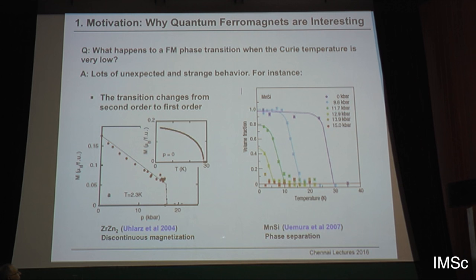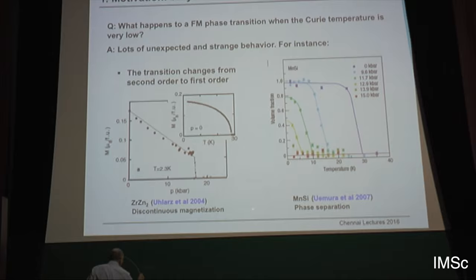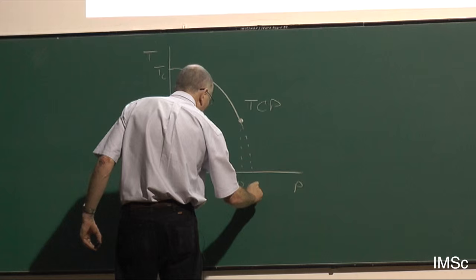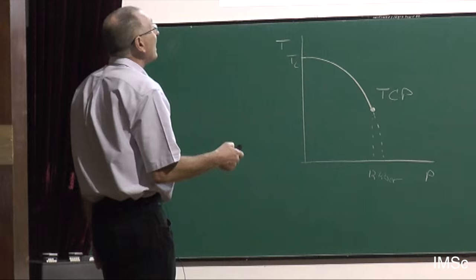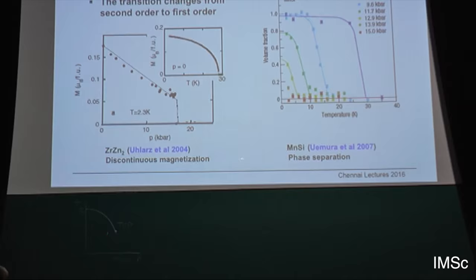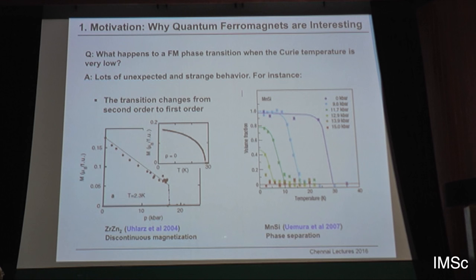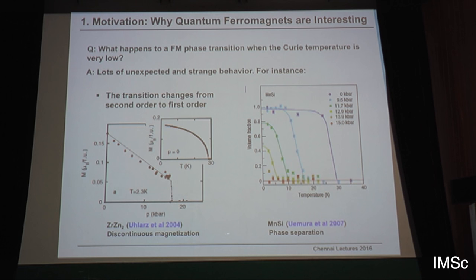Now let's go to 9.6 kilobars. So in this phase diagram, the tricritical pressure is at roughly 12 kilobars. So the light blue curve is at 9.6, so that's somewhere here. And you see it still does essentially the same thing. It goes to 0 a bit more gradually. Now you actually have data points in here, so that going to 0 is a bit smeared out. But the important point that I want to make right now is that at low temperatures, the volume fraction is still equal to 1.